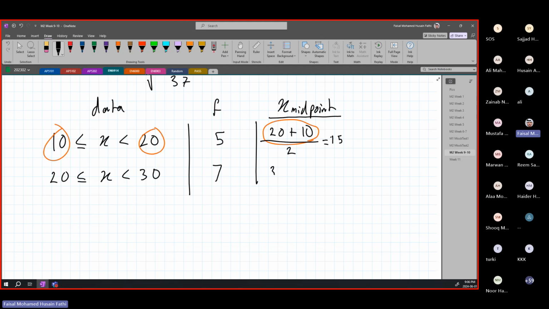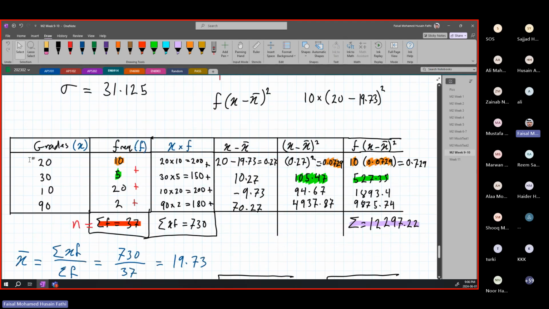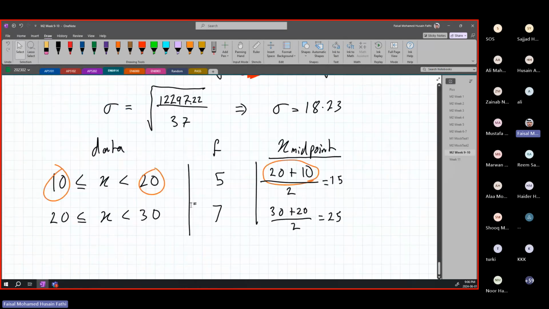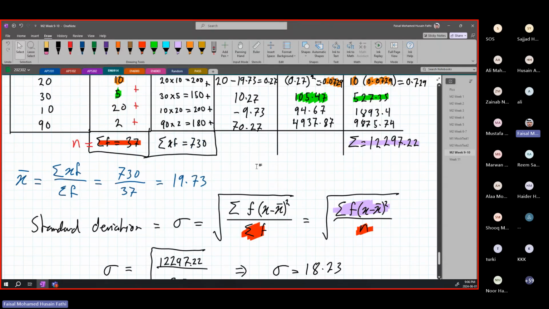Same thing for the next one. You're going to do 30 plus 20, divide by 2, which is 25. And this is going to be your x value now. The value that we are using here for grades, which was x, instead of that, this is going to be your x value, and then the solving is going to be the exact same method. All right?